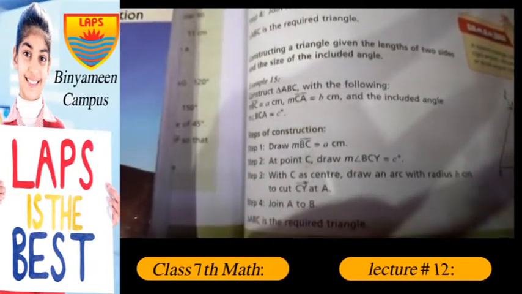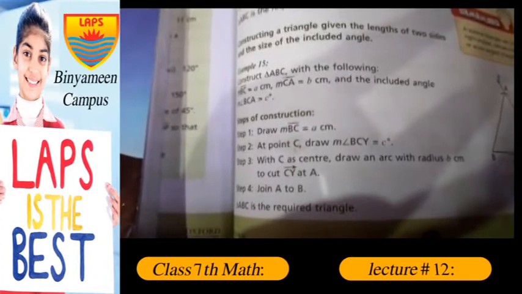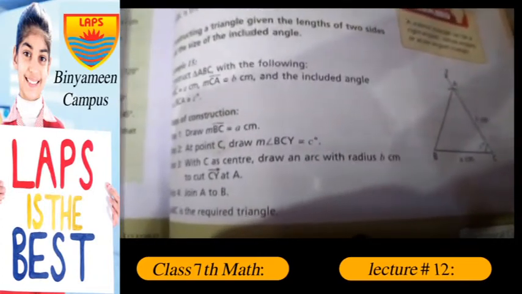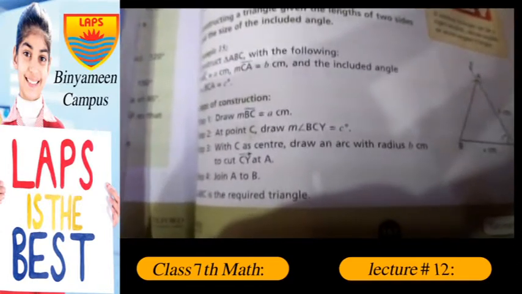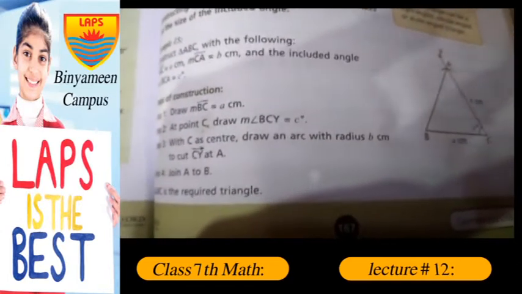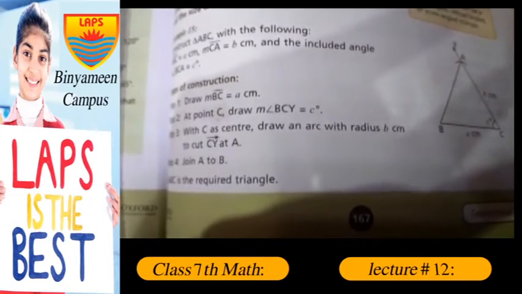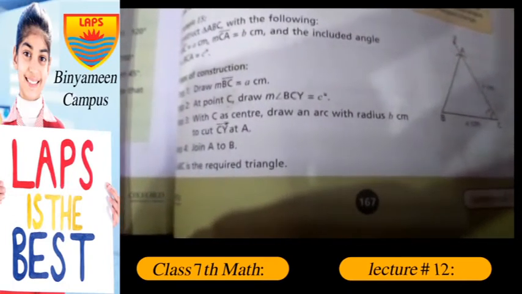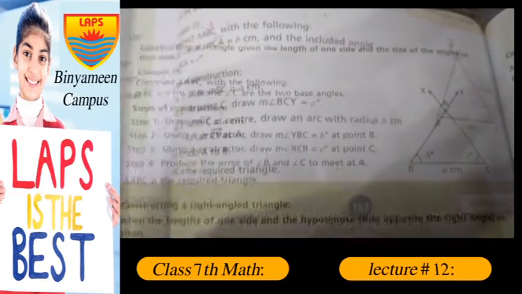Steps of construction. Step 1, draw BC equal to a centimeter. Step 2, at point C draw and measure angle BCY equal to c degrees. Step 3, with C as the center, draw an arc with the radius b centimeter to cut CY at A. Step 4, join A to B. Triangle ABC is the required triangle.